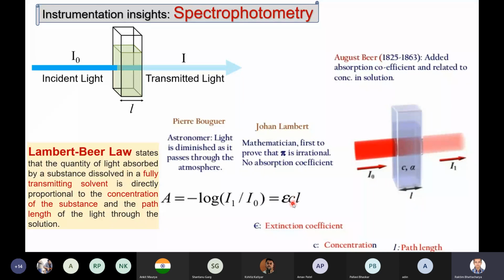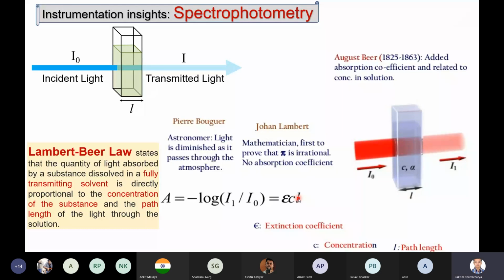Based on this, our target is to get the concentration. The machine will give you the reading, and for the particular sample you will know the epsilon, because it is available in the literature. You know the length, because the cuvette length is constant. On each and every cuvette it is written what the length is. So you can get the value of C, the concentration of the sample. So this is a way, by using spectrophotometry, you can determine the concentration of a solution.